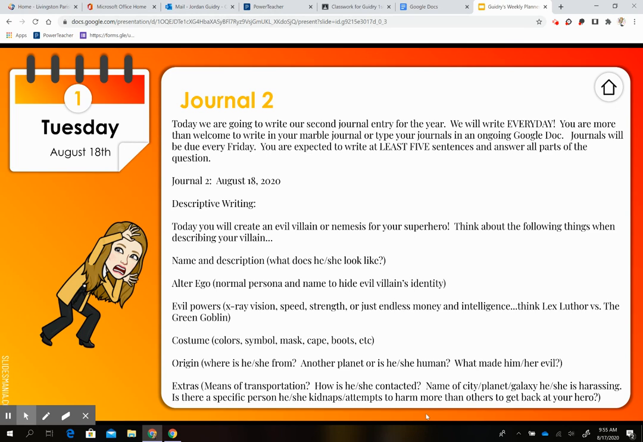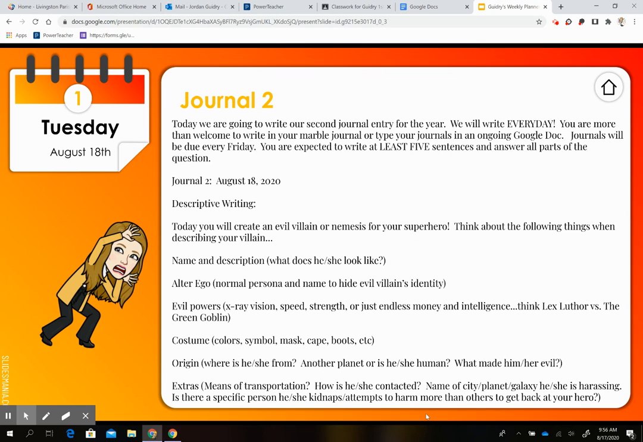Think about the following things when describing your villain. First, a name and description. What are you going to name your villain, and what does he or she look like? You can think about some of the evil character traits. A lot of times they are bald, or they might be disfigured like Two Face in Batman, or the Joker. So, what is your villain going to look like?